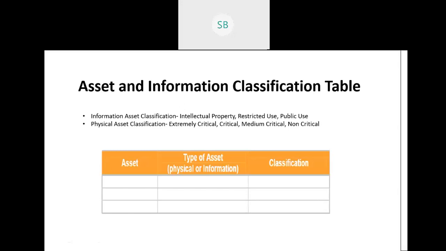Now these things need to be entered in this table. These values need to be entered: the asset, whether it's an information asset, all these things will be entered here. So how it is done is: asset, type of asset, whether it is physical or not, then classification. Any asset you are giving, suppose my building. Suppose a building, does it fall under the information asset or not? Because of intellectual property and how the asset is classified. So how will you classify it? So that is the table for the asset and information classification. This is how you evaluate.